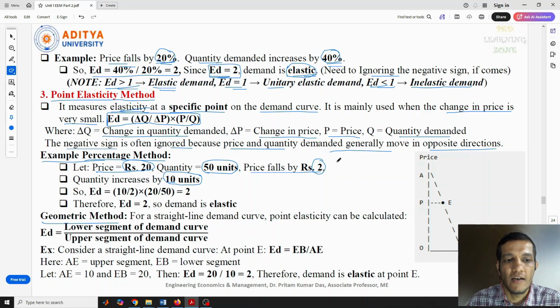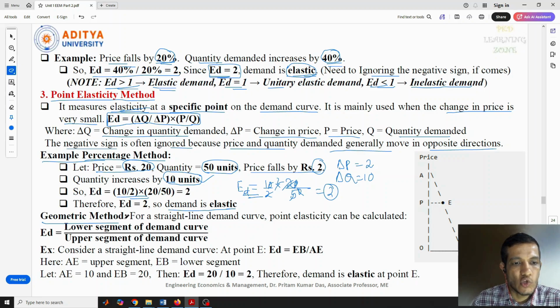That means that is the change of price. So change of price we can write as del P equal to 2. Similarly, what is the quantity changed here? 10. So similarly we can write del Q equal to 10. As per the formula, we can write ED equal to 10 by 2, and what about the value of P? Price is 20 and the value of quantity is 50. If I solve this one, the 2 cancels, 5 is 2. So we will get the value of ED equal to 2. So 2 means the ED value is greater than 1, so the demand is elastic.